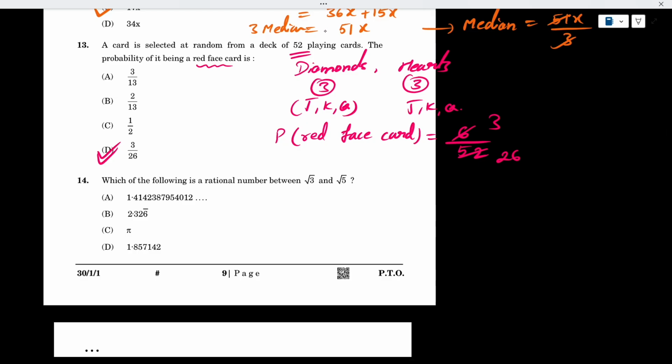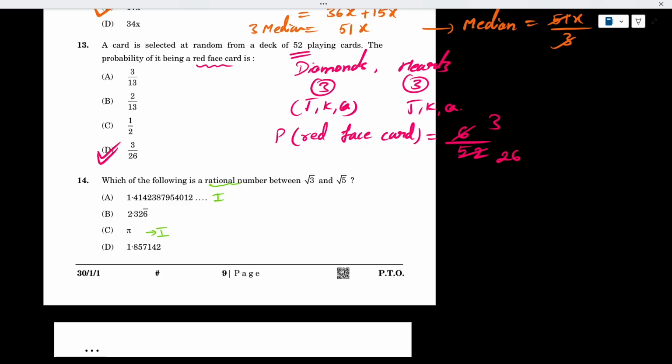Next, question number 14, it's from chapter 1, real numbers. What does it say? What is the rational number between root 3 and root 5? For this, you know that all the rational numbers are either terminating decimal or recurring decimal. Now if you see the first number, it is an irrational number because there's no pattern. It's a non-terminating, non-repeating value. Now pi is also always taken as an irrational number. Though we take 22 by 7 or 3.14, that's an approximate value, but it is an irrational number.